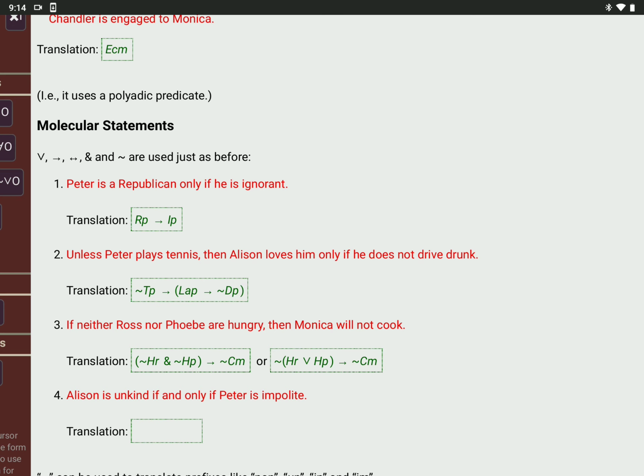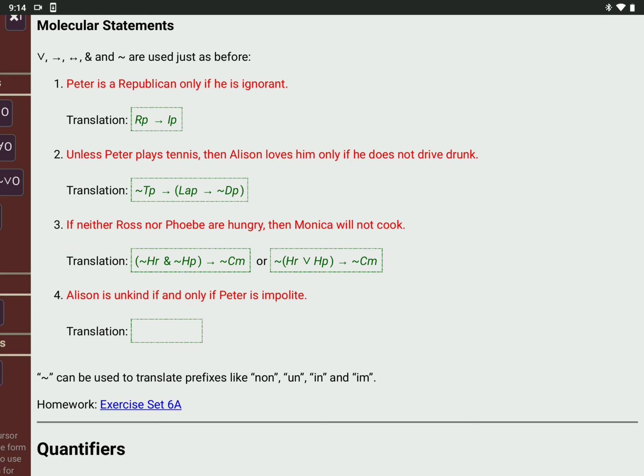If you have a word like unkind or impolite, that un or that im, that prefix, really means the same thing as a not. So we can treat Allison is unkind as not KA, if and only if, it's a two-way arrow, Peter is impolite, not PP. So PP means Peter is polite. The not turns it into impolite. So it's not true that Allison is kind, if and only if it's not true that Peter is polite.